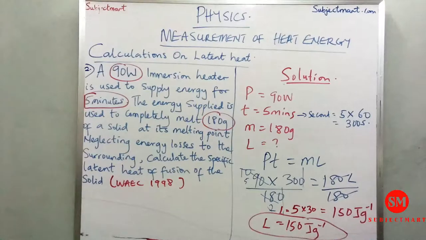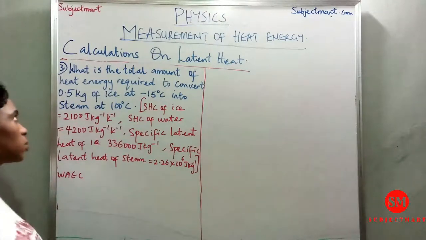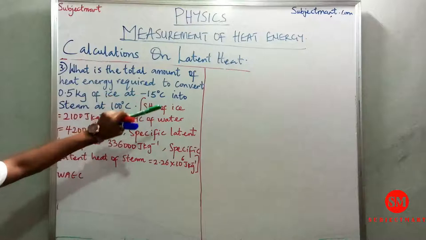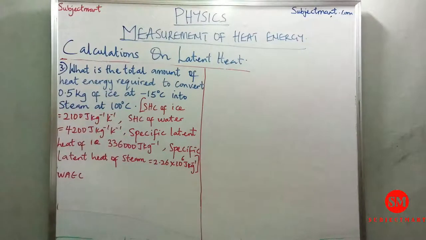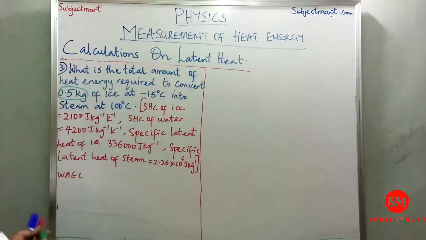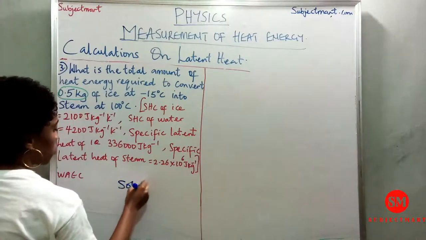So take note of that. I want to believe that example is very explanatory. The last example here says, what is the total amount of heat energy required to convert 0.5 kilogram of ice? So the mass of ice means 0.5 kilogram. I'm just going to write out our parameters.